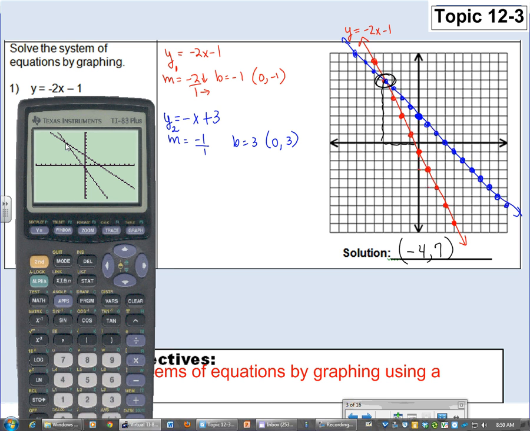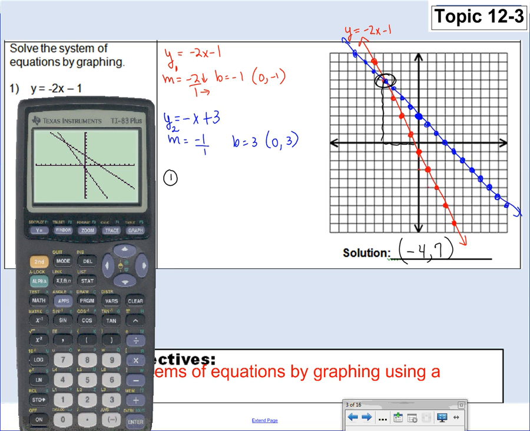And now we're going to use the calculator in order to find that intersection. So let's write down our steps so far. First, we input our equations into y1 and y2.